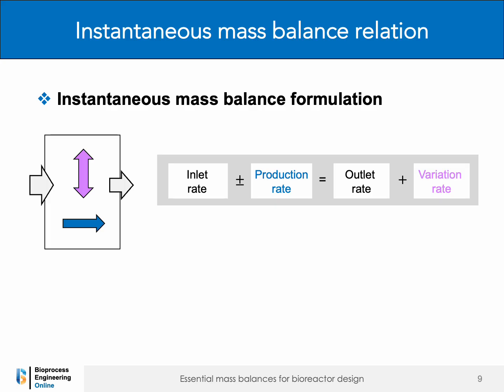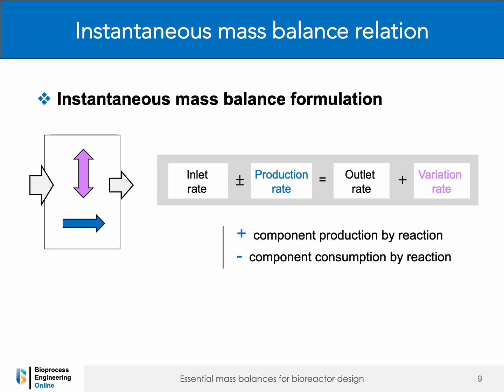With its four rate terms, the instantaneous mass balance is written as inlet rate plus or minus production rate equals outlet rate plus variation rate. The production term is positive when the component is produced and negative when the component is consumed.